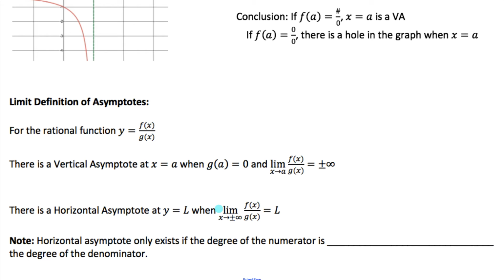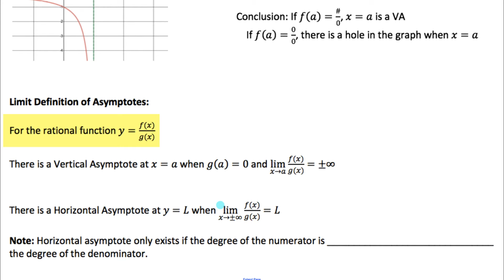Okay, let's talk about this next section. This may be a little bit of a new way of thinking about asymptotes for you. We've talked about limits earlier in this course, and in your previous course as well. But let's talk about how limits can tell us where asymptotes are.